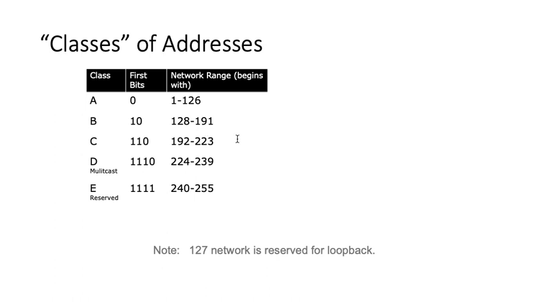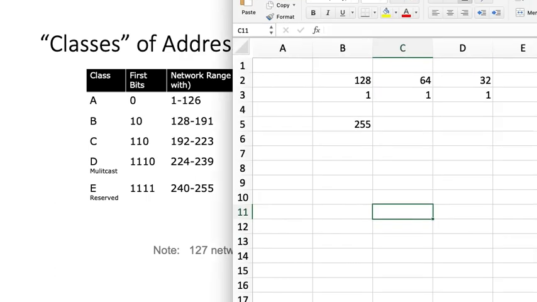One way to remember this is that if you have the 8 bits that you're looking at, and the first one starts with a 0, then it's guaranteed to be a Class A address. If the first two bits are 10, then it's going to be a Class B address. And if the first three bits are 110, then it's going to fall within this range. And I can prove that.